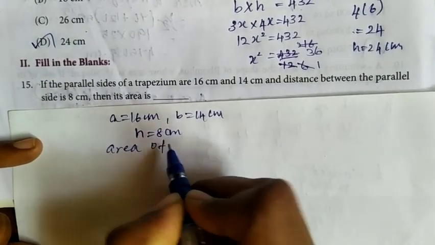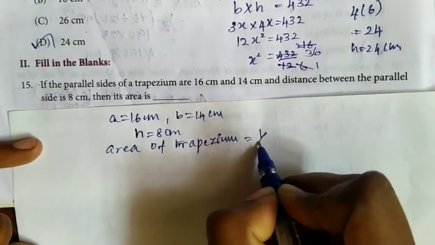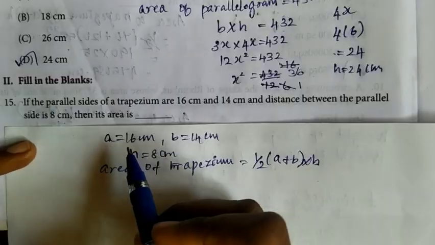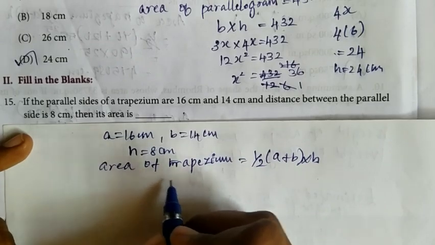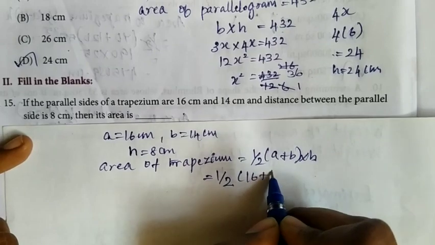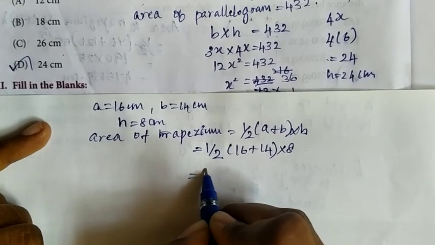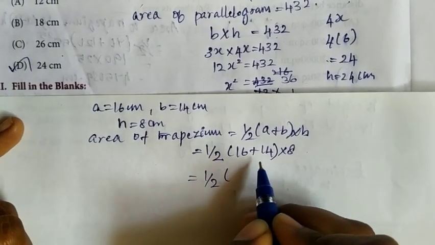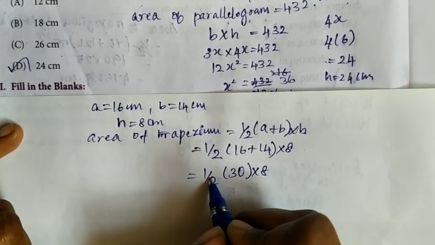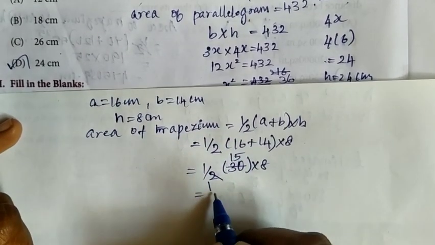Area of trapezium is equal to half into A plus B into H. Substitute the values in the formula. We get half into A is 16 and B is 14 into H is 8. So we get half into 16 plus 14, 30 into 8. Cancel it by second table. 2 1 is 2. 2 15 is 30. So we get 15 into 8.